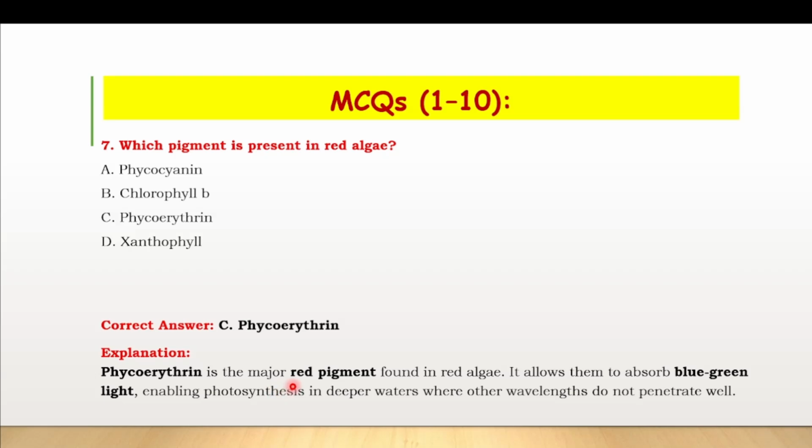Phycoerythrin is the major red pigment found in red algae. It allows them to absorb blue-green light, enabling photosynthesis in deeper waters where other wavelengths do not penetrate well.